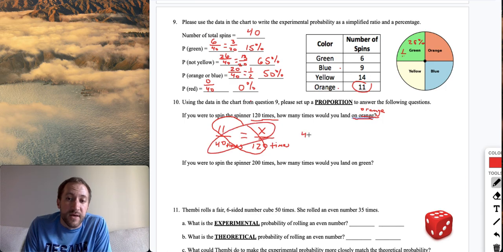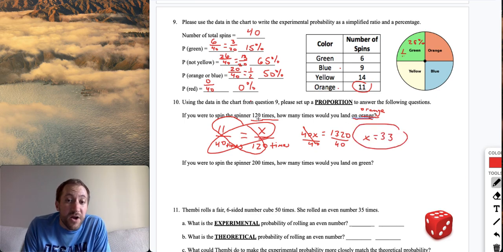I get 40x equals 11 times 120. Let me grab my calculator. Don't be a hero. Use the calculator. 1,320. Divide by 40 on both sides to get x by itself. And I'm left with x is equal to 33. So 33 out of 120 times I would land on orange, at least according to the data that I've already gotten. So if we give you a chart, use the chart.